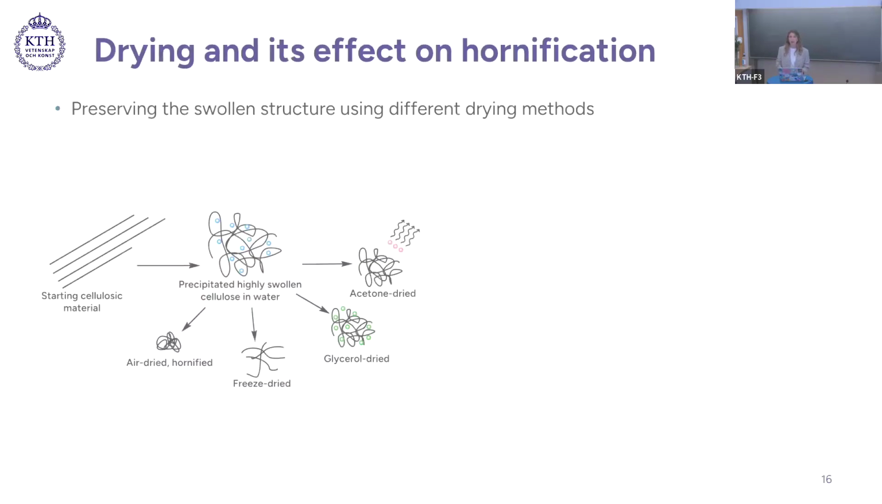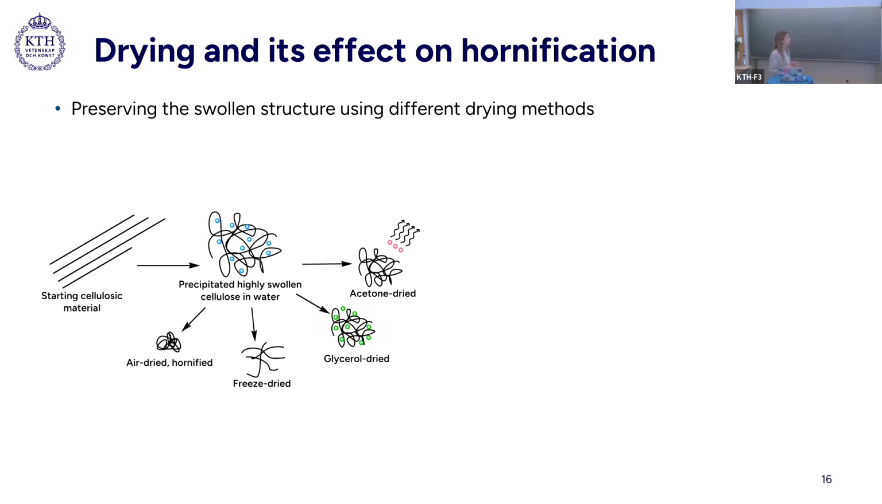Leading me to my drying study. So we wanted to evaluate three different drying methods and see if we could preserve the swollen structure and preserve the reactivity. So we did freeze drying, glycerol drying, and acetone drying. And here, glycerol drying is when we have glycerol in the system as a spacer, hindering the cellulose-cellulose interaction. So it's still something that is in the sample, and it doesn't evaporate away. And for the acetone drying, we did a solvent exchange. And freeze drying is something that maybe is not industrially applicable, but we still can do it on a lab scale.